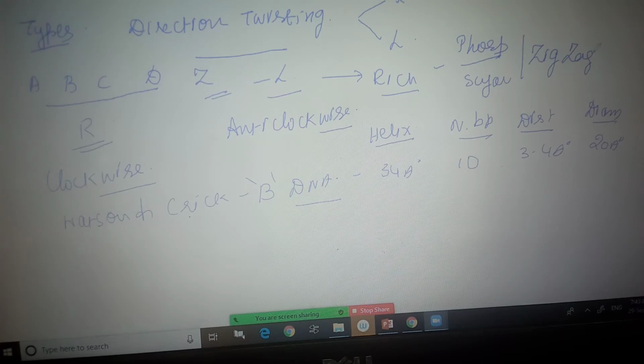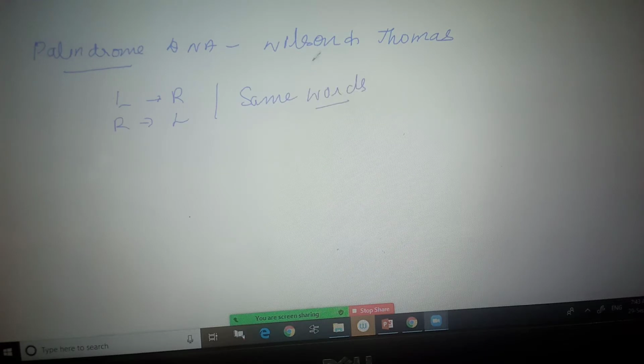Next, we will see about palindromic DNA sequence. Palindromic DNA was stated by Wilson and Thomas. What is a palindrome? Reading left to right and right to left gives the same words. Yes or no? Rather, we can say the same letters.